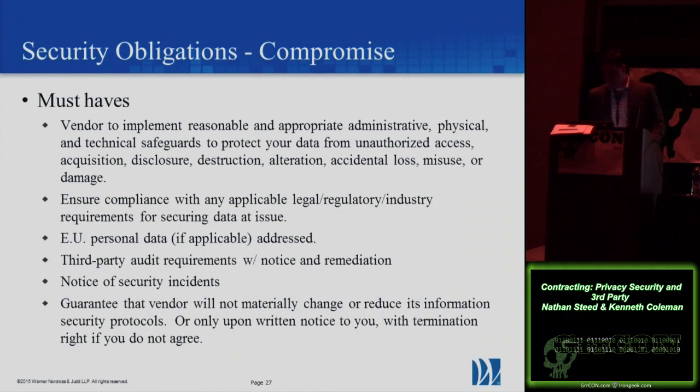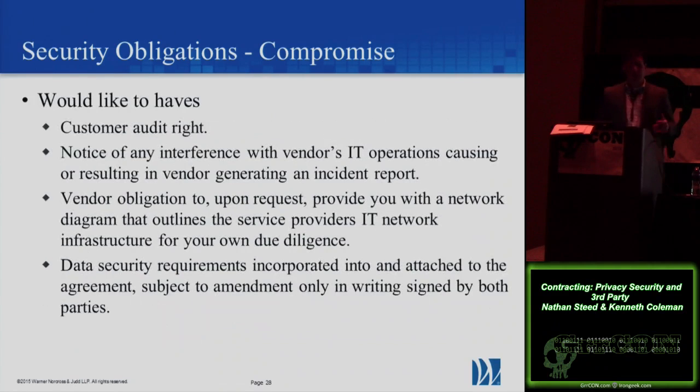Yep. Some things that we'd like to have in agreements, but these are compromise spots, and you might not always get all of these things. Some of them, frankly, are probably a bit of an overreach, but a vendor obligation to provide you with a network diagram that outlines their IT network infrastructure. You might ask for that from a vendor, and a lot of vendors might say, absolutely not. But you should have really what we're driving.